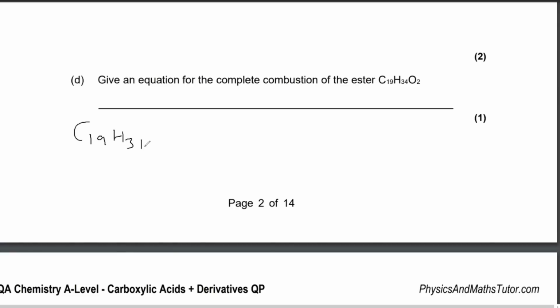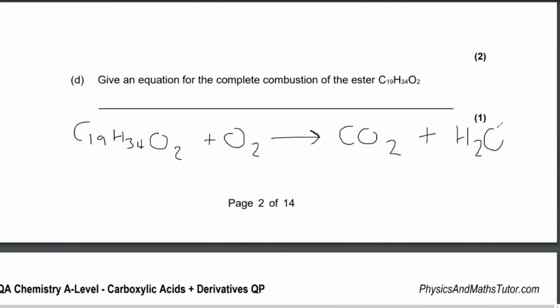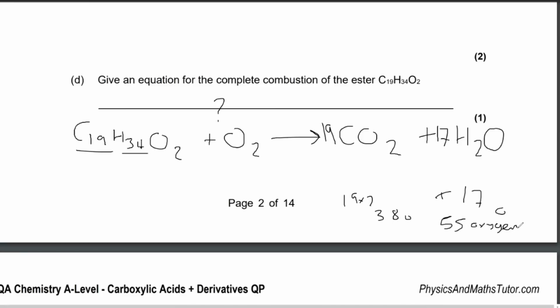Okay, give an equation for the complete combustion of the ester C19H34O2. So we just write C19H34O2 plus oxygen forms carbon dioxide and water. Really easy. You just put the 19 from the C there in front, and 34 hydrogens, we need 17 of them to double up on the water. And then we need to work out the oxygen, which you always do last with your combustions. So 19 times 2, we've got 38 oxygens from the carbon dioxide. We've got 17 from the water. 17 and 38 is 55 oxygens that we need on the right-hand side.